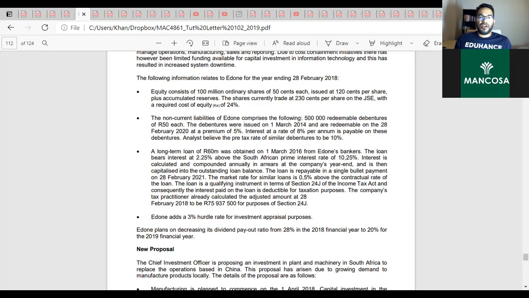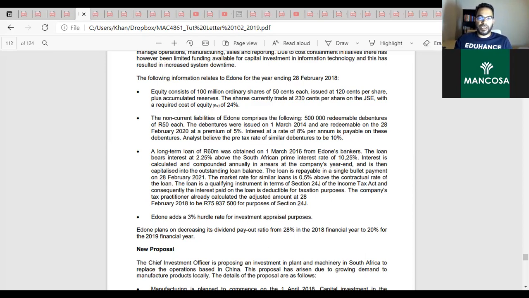Just an important thing to note, that adjusted amount that they gave us at 75 million Rand, for CTA 1, you will not be required to calculate it. They will give it to you. For CTA 2, you must be able to calculate that number. So in 2020 test 1, there is a Section 24J calculation. But when I upload the video, you can watch it, and you have to calculate that 75 million. It's not 75 million in that question, I'm just saying, like in this case.